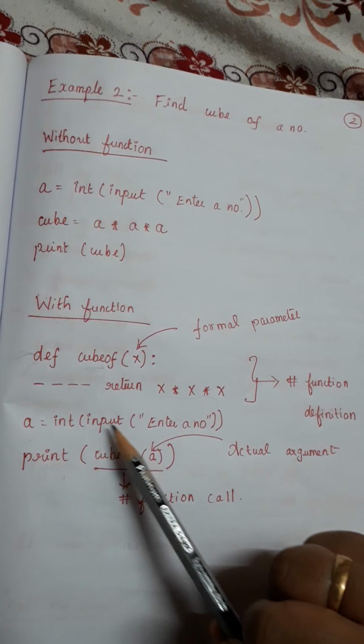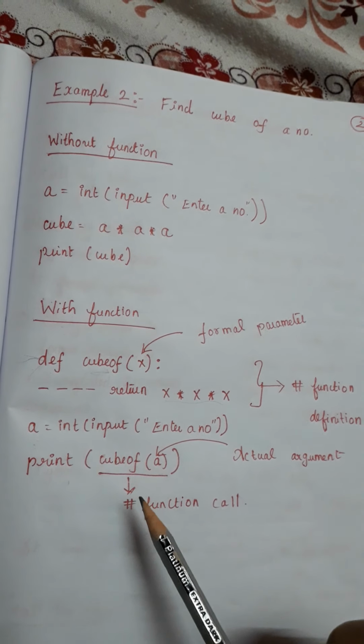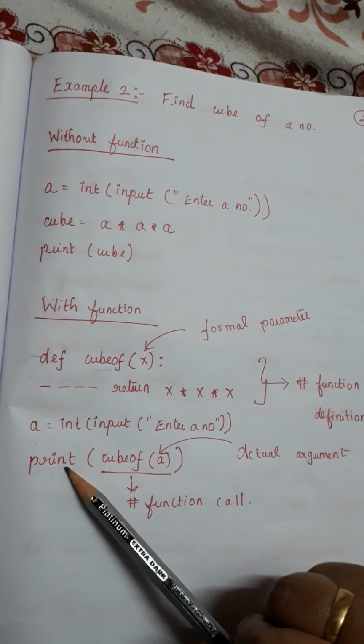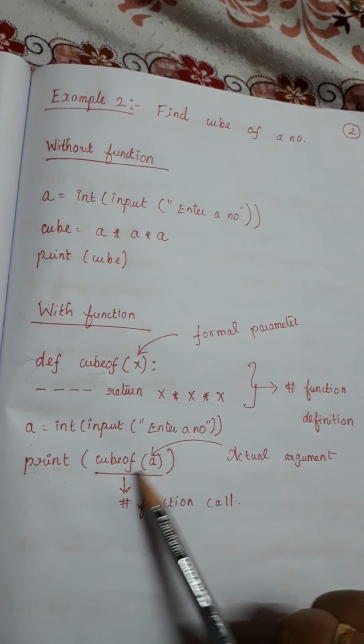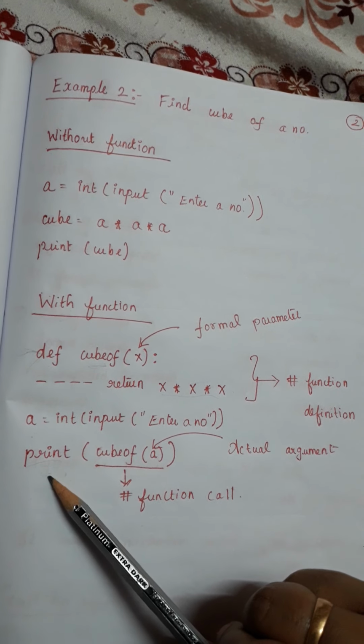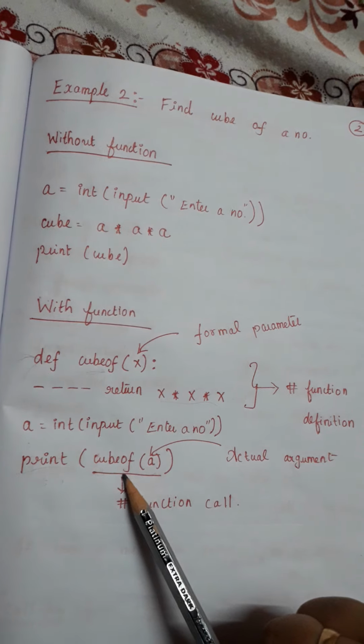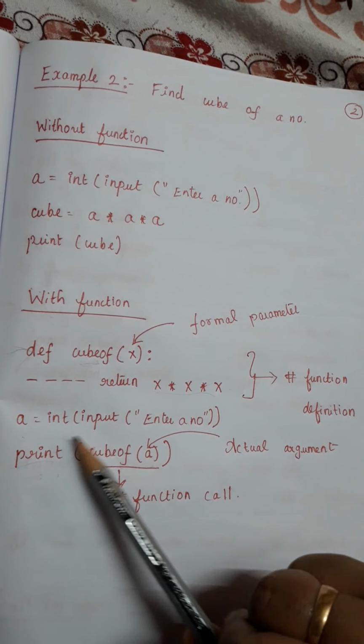So now the input I am getting from the user, then I'm giving print of cube of a. So print is a function, cube of is another function. So a function is used inside another function.